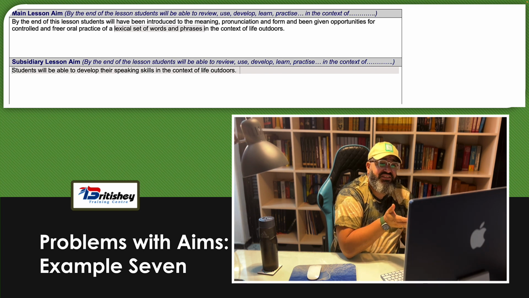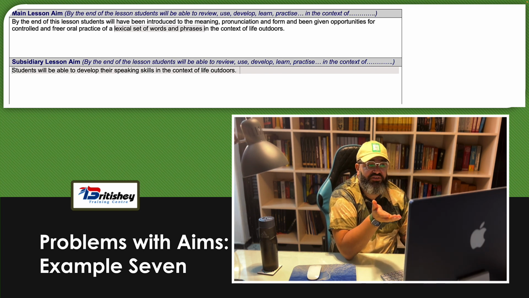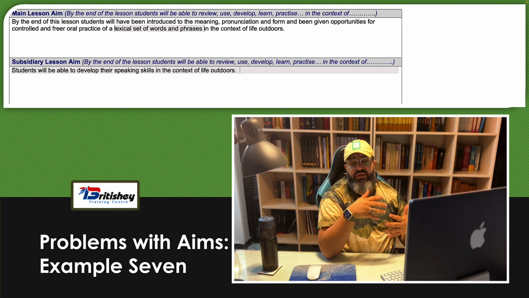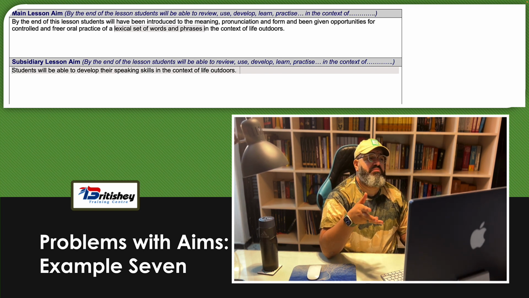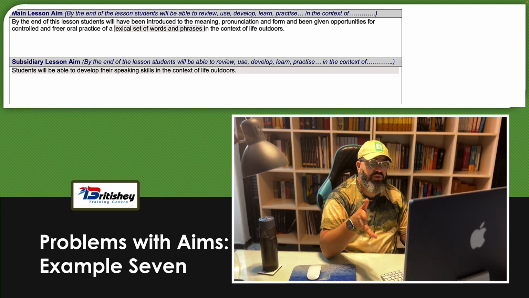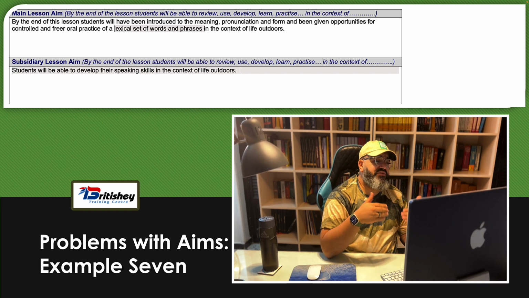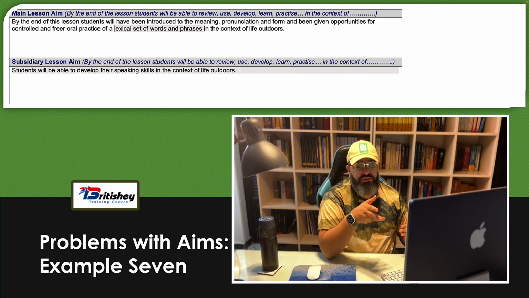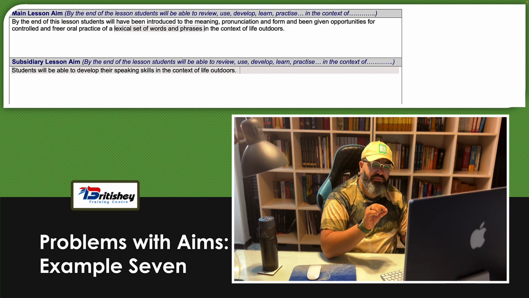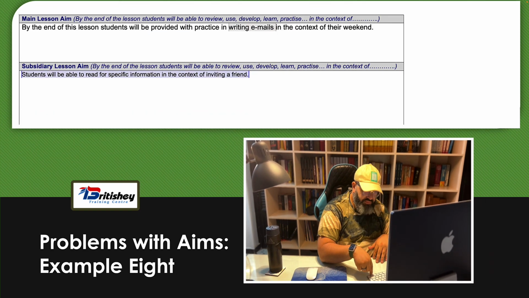as you see, a lexical set of words and phrases. What set of words and phrases? Be more specific here. Say, for example, adjectives describing people. A lexical set of adjectives describing blah, blah, blah. Second one, you said, be able to develop their speaking. Speaking about what? In the context of life outdoors, fair enough, but speaking about what? Try to be more specific here.